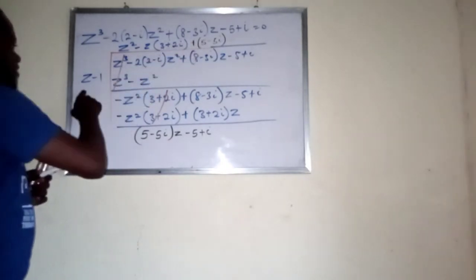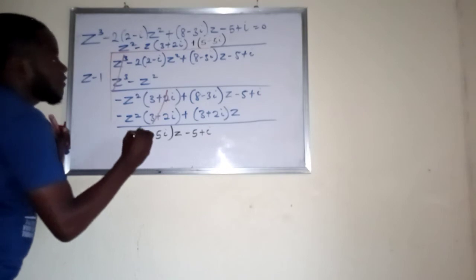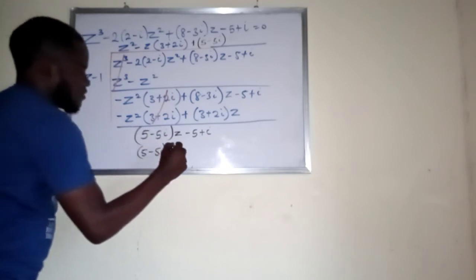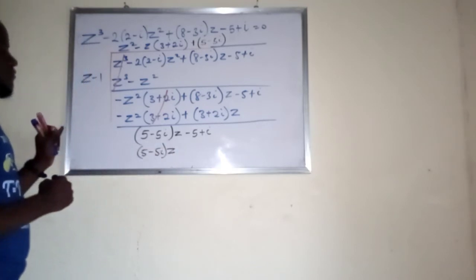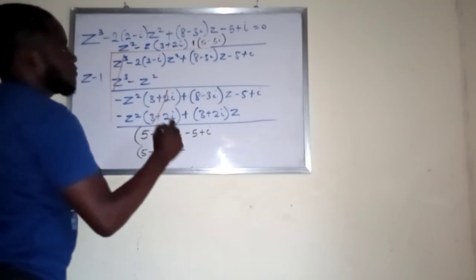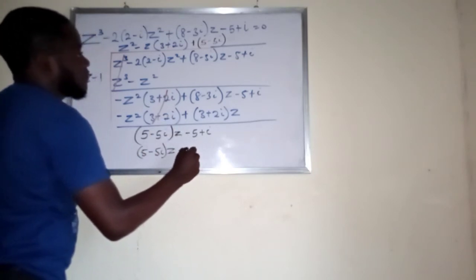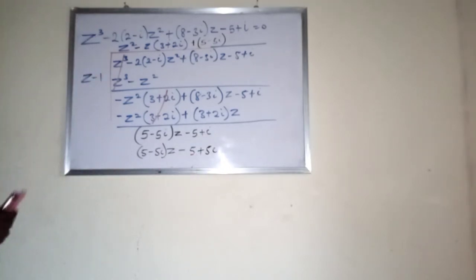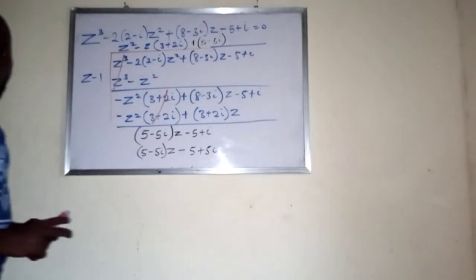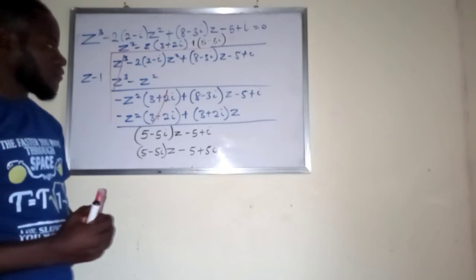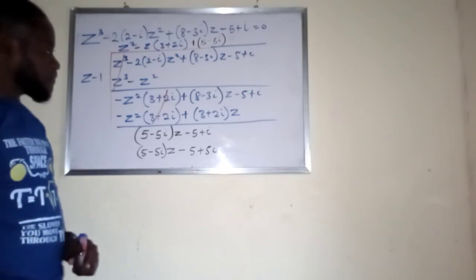So this times this will give me 5 minus 5i times what? z. Then this times this will become minus what? Minus 5 plus 5i. So, sorry, there's a mistake somewhere here.